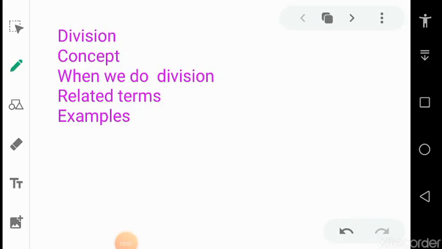Well, students, today I will teach you about division. As in the previous class, I taught you about multiplication and also told you that multiplication and division are both reverse processes to each other. Today we will discuss division.